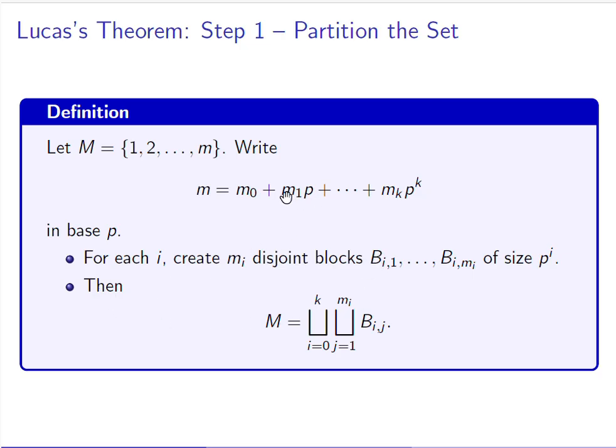And then you do that for each of the i's, and then the set M is just going to be, first of all, you take the disjoint union of the blocks for each i, and then you take the disjoint union for i going from 0 to k.